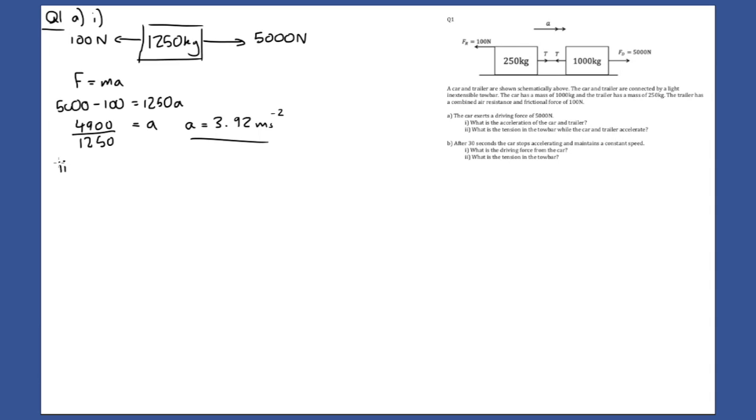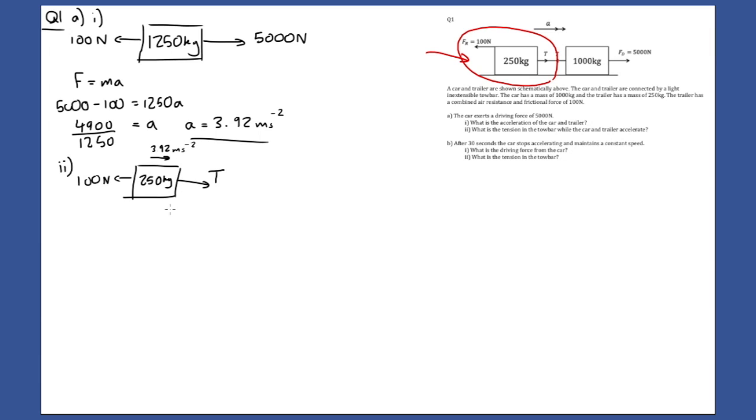So to find the tension in the tow bar, I'll just look at this part here that I've circled. Okay, so I'm sort of going to zoom in just to this bit. I could do it for the front, for the car as well, but I usually do the second one. It's just sort of habit. So if I redraw the trailer, let's look at the forces on the trailer. The forces on the trailer are T in this direction and the resistive force of 100 newtons in this direction. Its mass is 250 and the acceleration is 3.92.